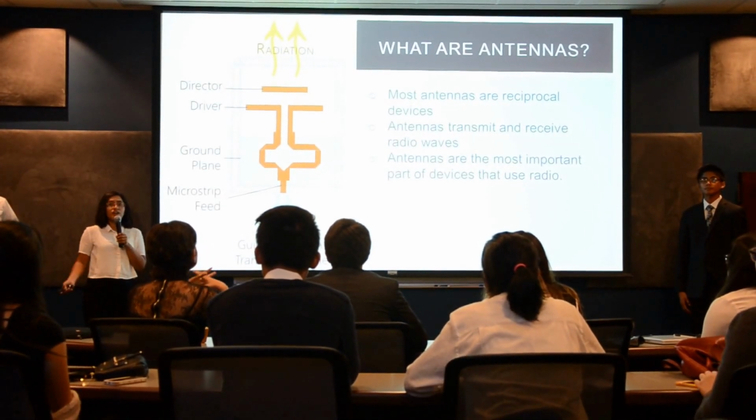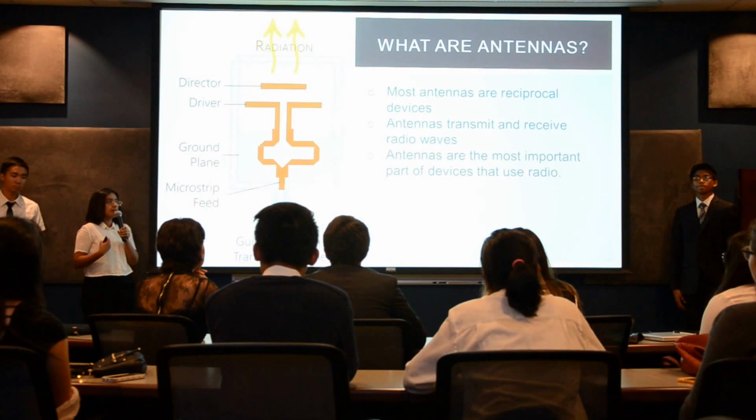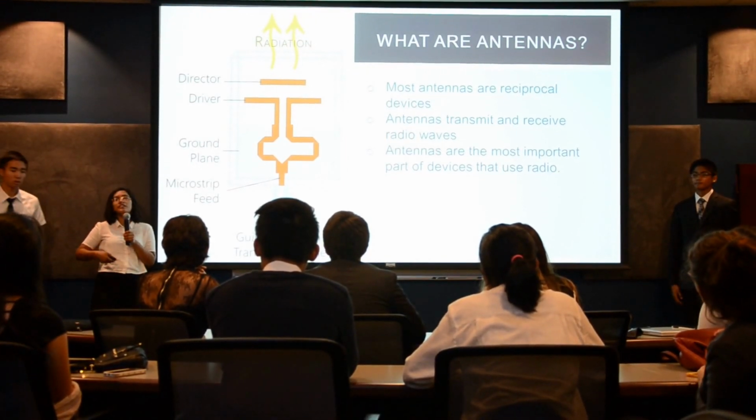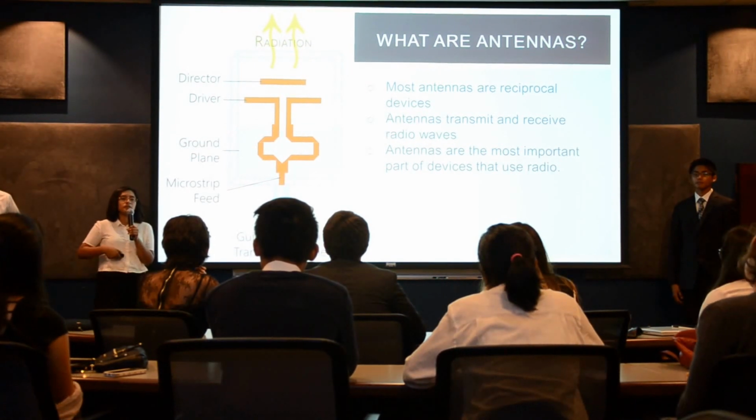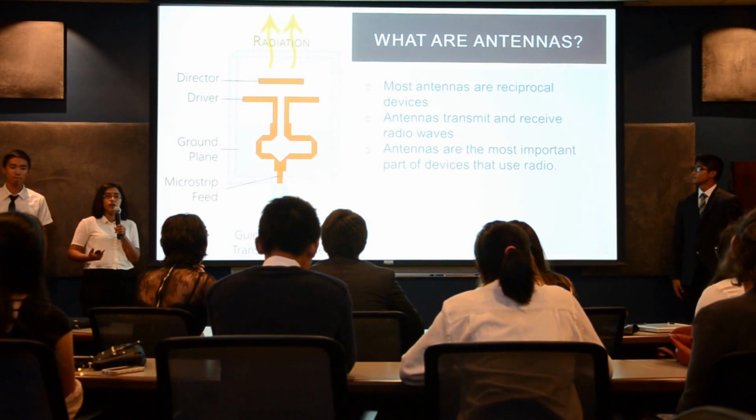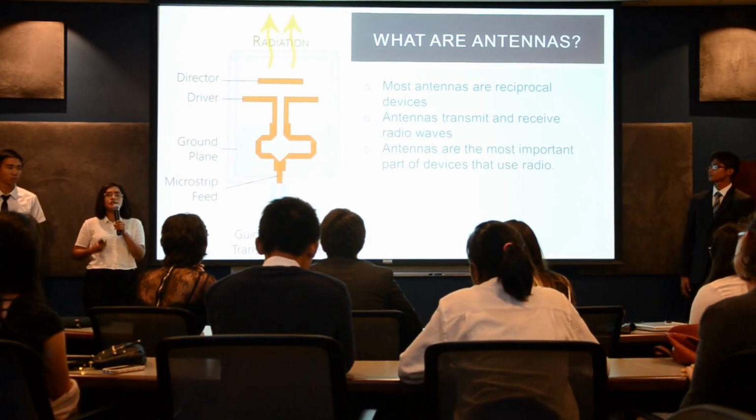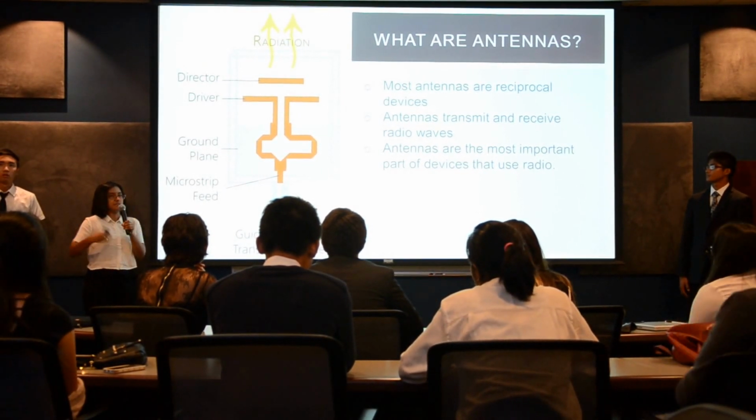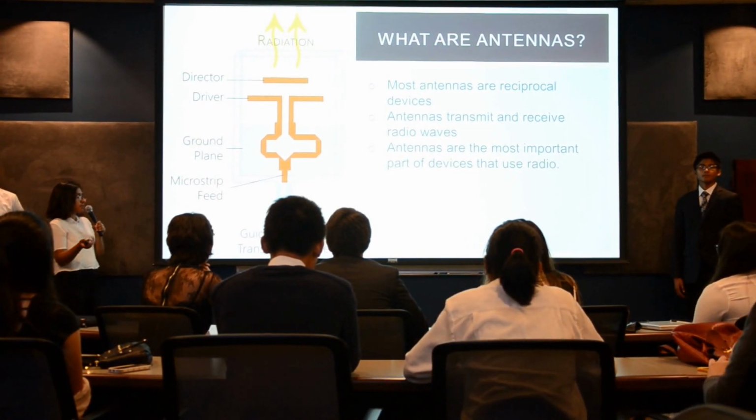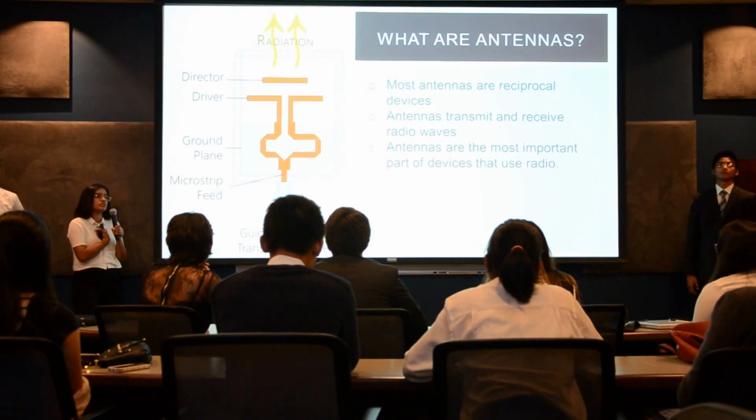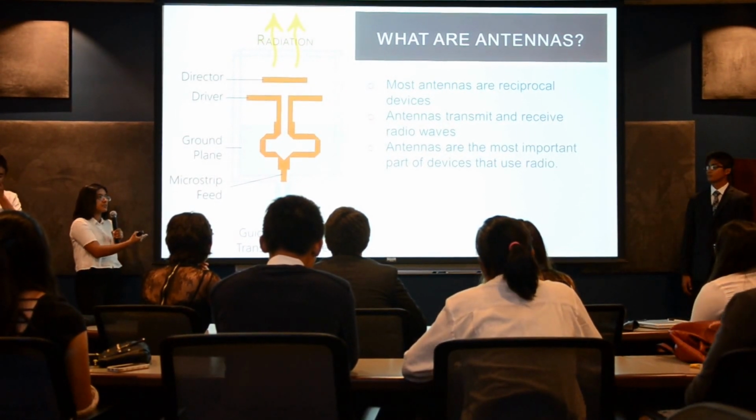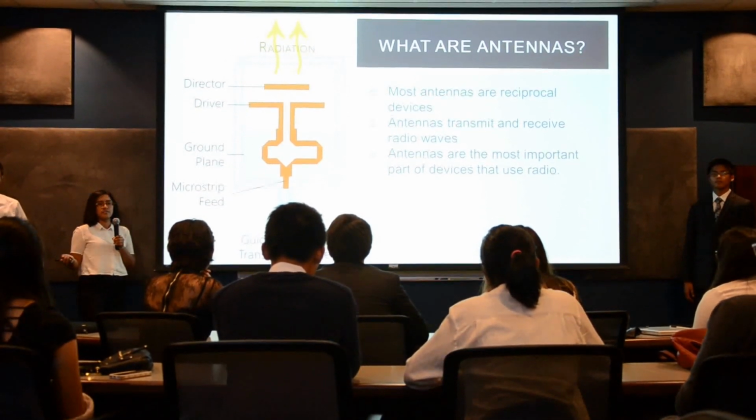So first of all, what are antennas? Most antennas are the device that receives and transmits information in the form of electromagnetic waves. And what this means is that they are reciprocal devices, which means one device can do this same job at the same time by receiving and transmitting information. So, as you can see, this diagram represents a quasi-Yagi antenna, which was the one that we designed. Right now I'll explain the process about how all types of antennas work.